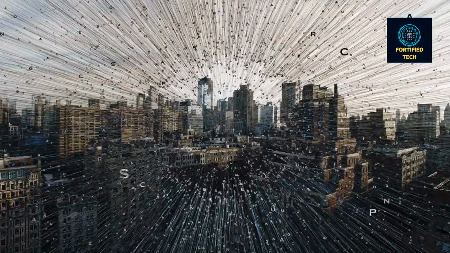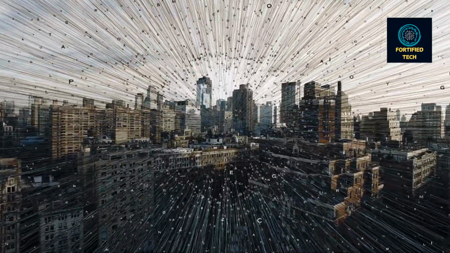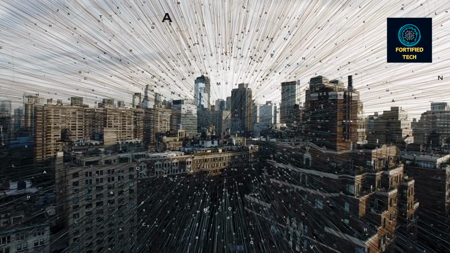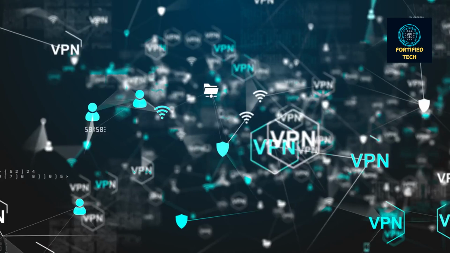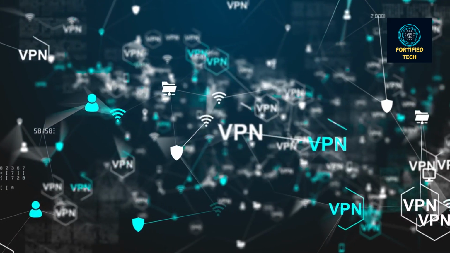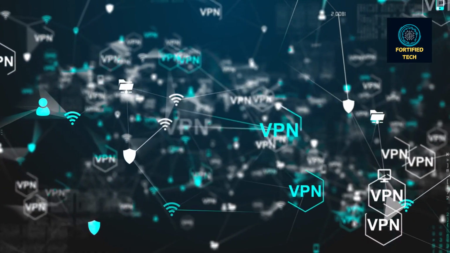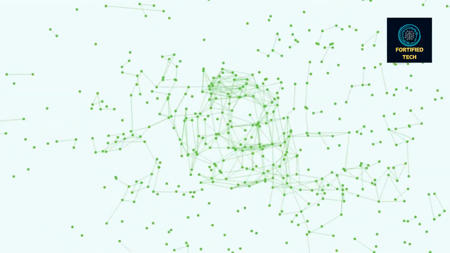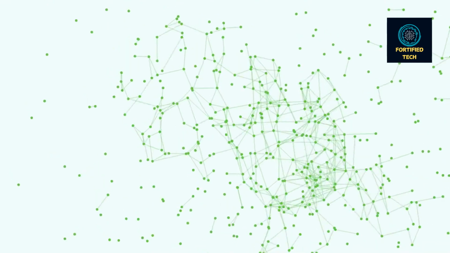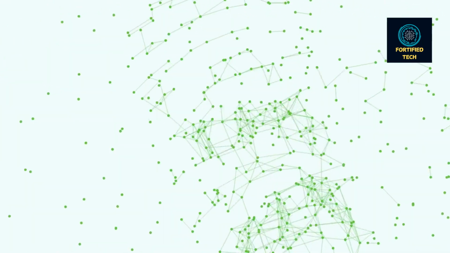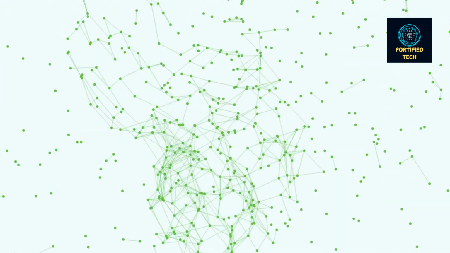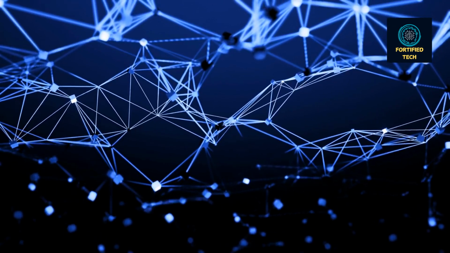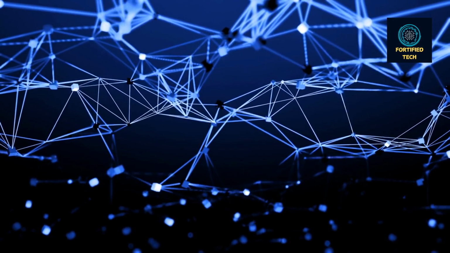LANs cover smaller geographic areas, like an office building, while WANs connect multiple LANs across larger distances, such as between cities or countries. VPNs, on the other hand, allow secure access for remote employees by encrypting connections to the organization's network. Together, these technologies create an interconnected system that enables seamless communication and data sharing.